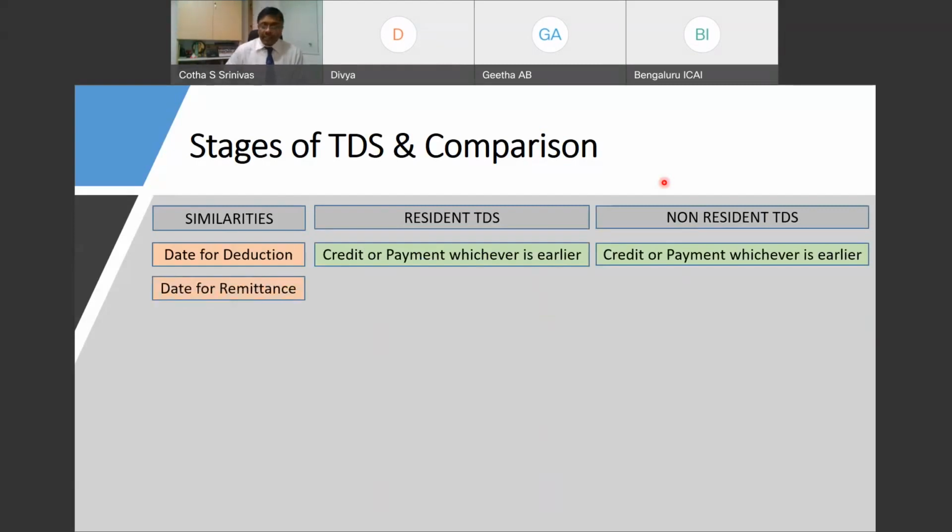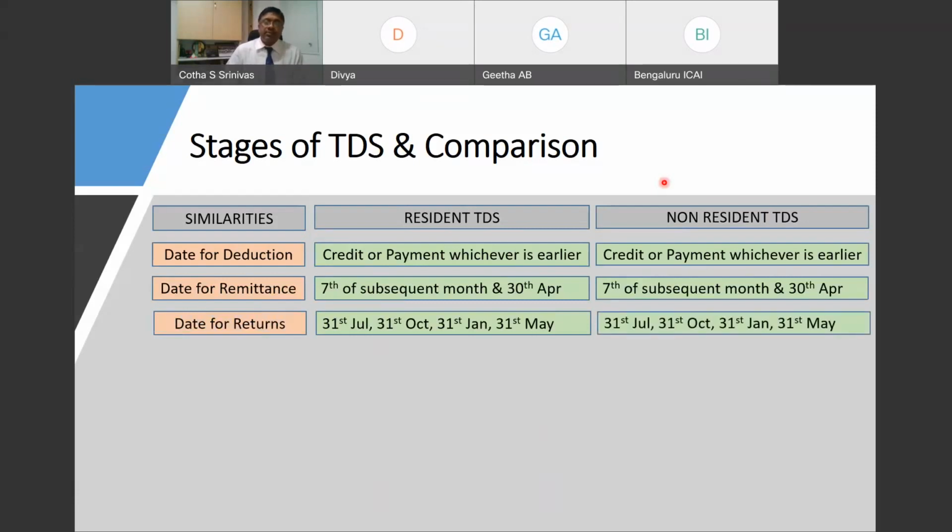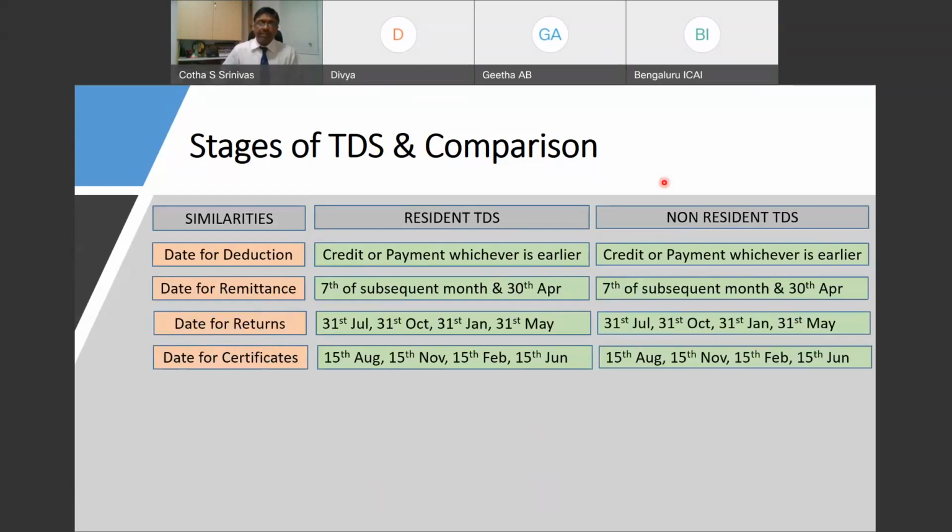Then the date for remittance is also similar in resident TDS and non-resident TDS, that is the 7th of the subsequent month and the 30th of April. Then the date for returns is also the same. The same due dates are applicable for both resident TDS and non-resident TDS. Of course, for resident TDS there are 24Q and 26Q, but for non-resident TDS it is 27Q. The form will change, but the due dates are the same. The date for certificates also remains the same for both.